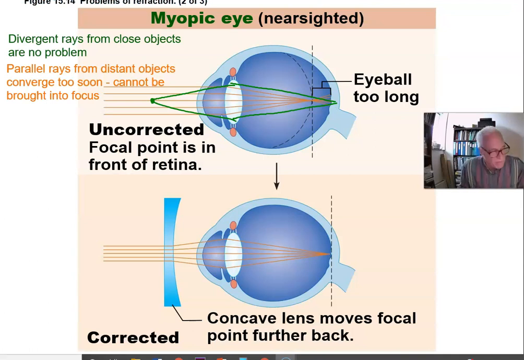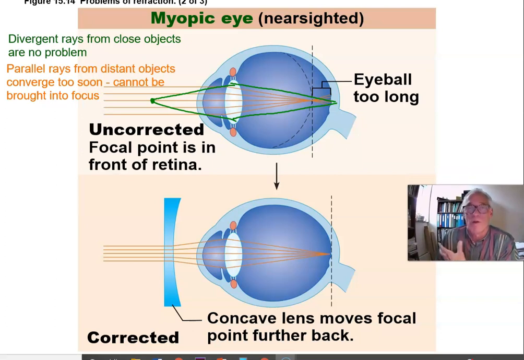Okay, so that's a little abstract maybe, so if you're not sure what I'm talking about, go back and review those last couple of slides, and I think you'll see what I mean about the difference between focusing parallel rays from distant objects versus divergent rays from close objects. All right, what about people that have a little bit of trouble with vision and need some correction?